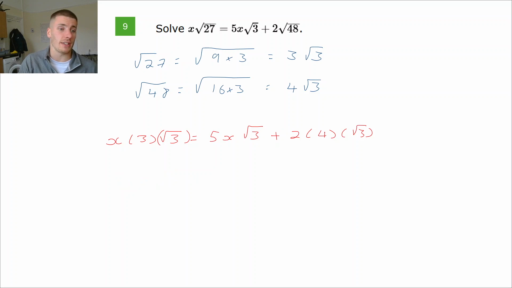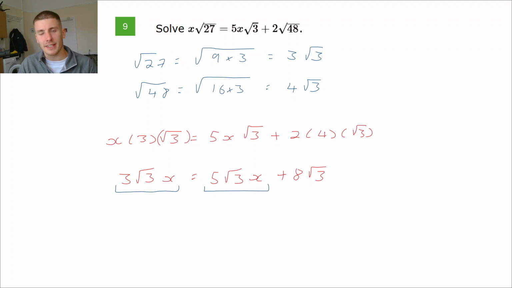We should really write it as 3 root 3x being equal to 5 root 3x. I'm just writing the number part first; in my head it makes a bit more sense. Then we've got 2 times 4 is equal to 8, so plus 8 root 3. Now these parts here, 3 root 3x and 5 root 3x, are like terms. If I get them onto one side, I can combine them, which is good.